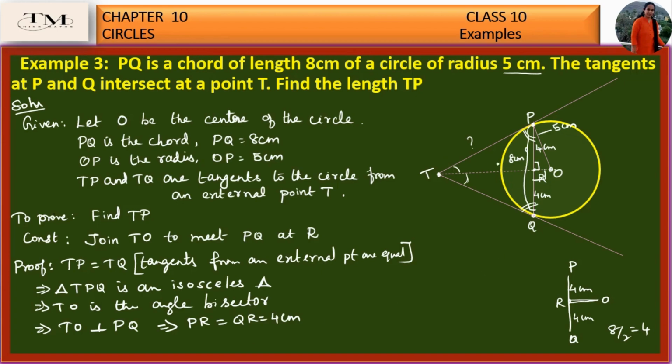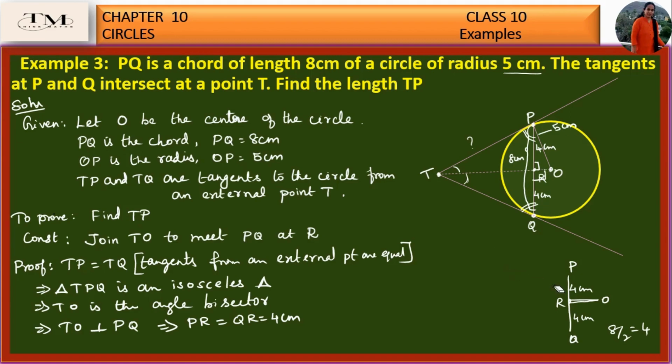Okay. Now we are going to consider triangle TPO, which is right angled at P, because radius and tangent make 90 degrees. So angle TPO is equal to 90 degrees. And we are going to prove triangle TPO and triangle PRO are similar. If they are similar, then their corresponding sides will be proportional. From that we can find out the value of TP. So to find the value of TP, we should know what RO is.